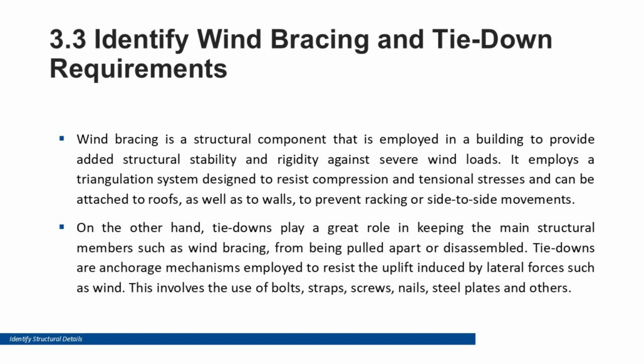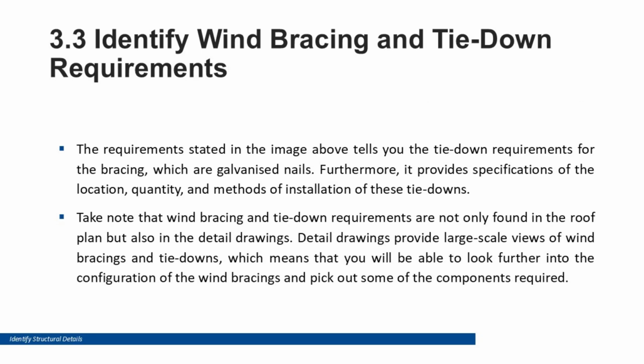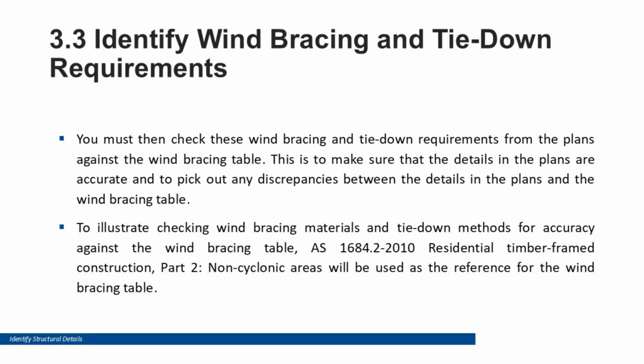Bracing and tie-down requirements. Wind bracing and tie-down systems prevent the building from racking or lifting during strong wind loads. Bracing may include strap bracing, such as XB.1 or XB.3, installed at specified angles and spacing. Tie-downs include bolts, straps, steel plates and anchors designed to resist uplift forces.